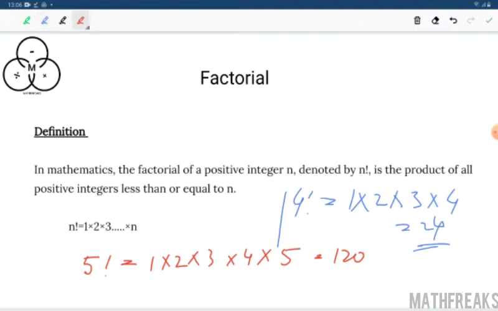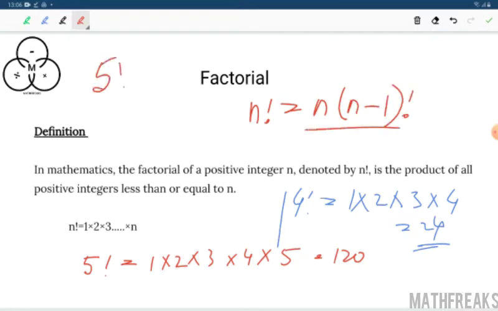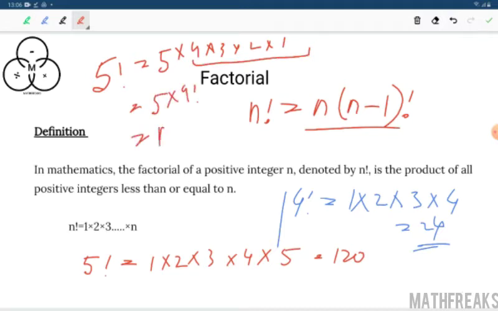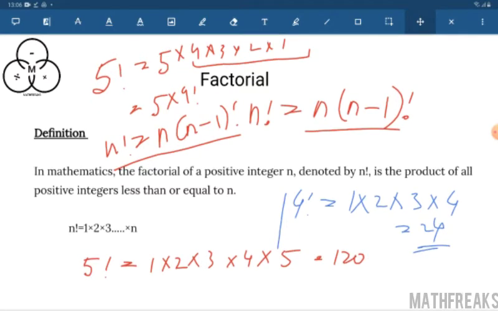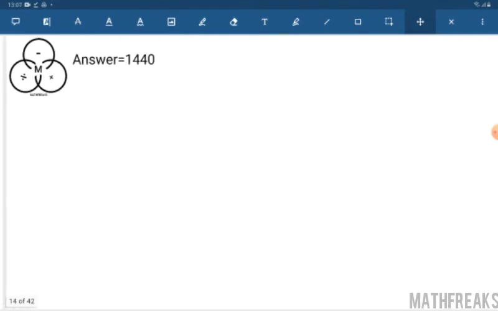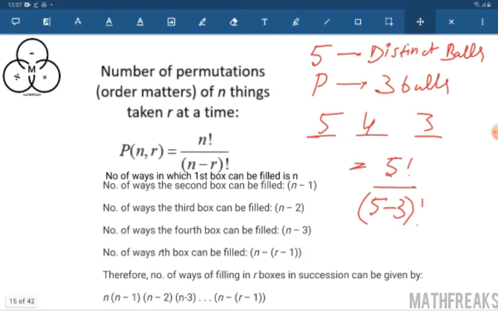Another important thing to note is n factorial equals n into n minus 1 factorial. That is, 5 factorial can also be written as 5 into 4 into 3 into 2 into 1. Now this part is what? 4 factorial. So 5 into 4 factorial, that is n into n minus 1 factorial. So this is what factorial is. I hope this is clear.